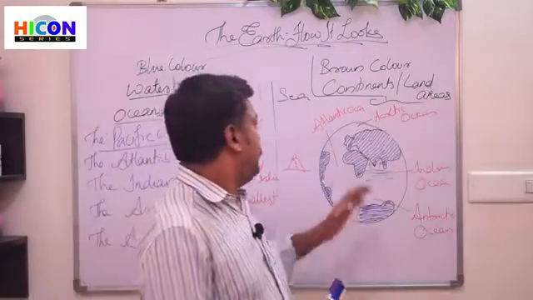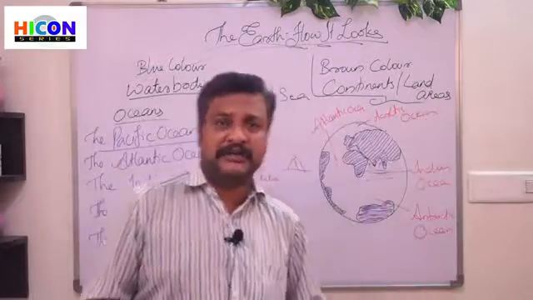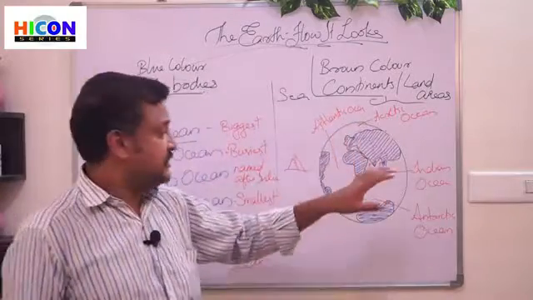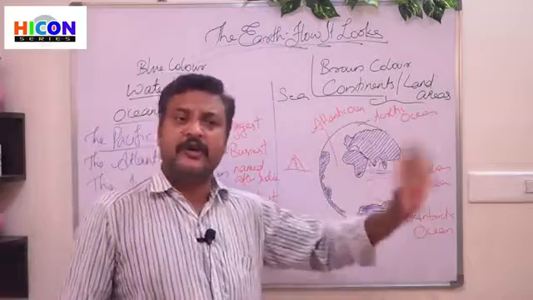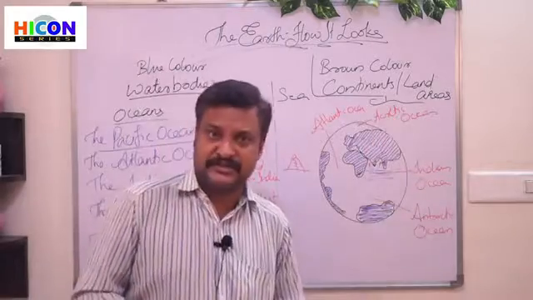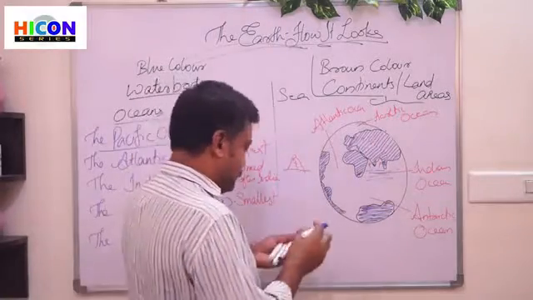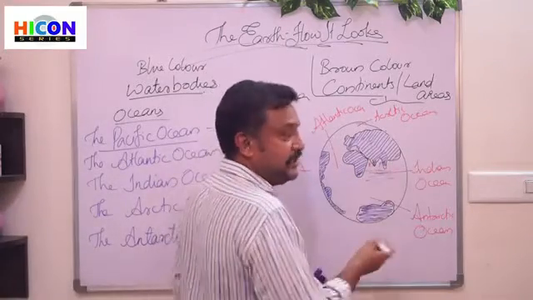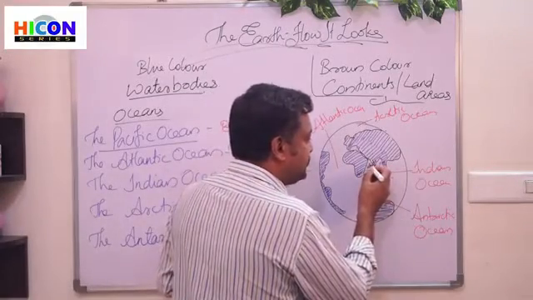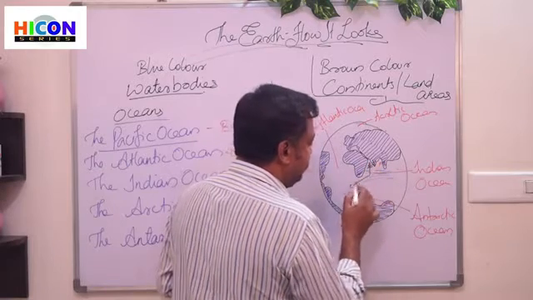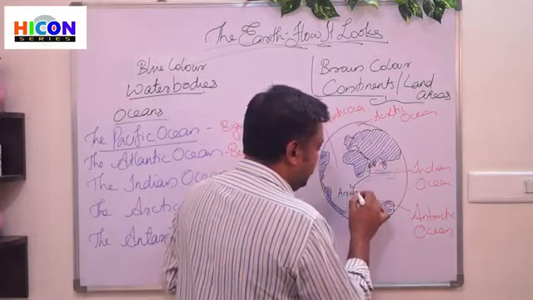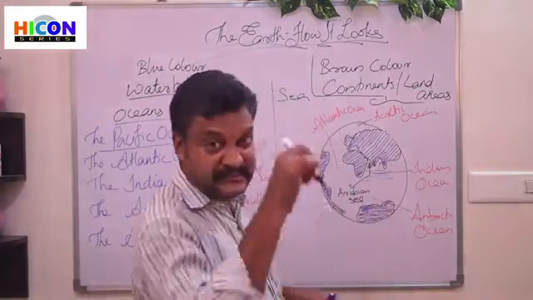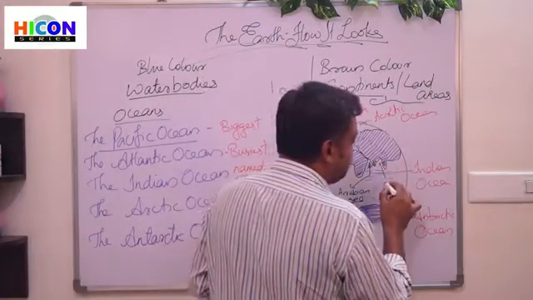Okay, so seas are nothing else but smaller salt water bodies which are located at the edges of oceans, just like an extension. For example, I told you this is India. Now we have a water body in this part, isn't it? What is this water body? That is the Arabian Sea. Even Bay of Bengal is a sea.